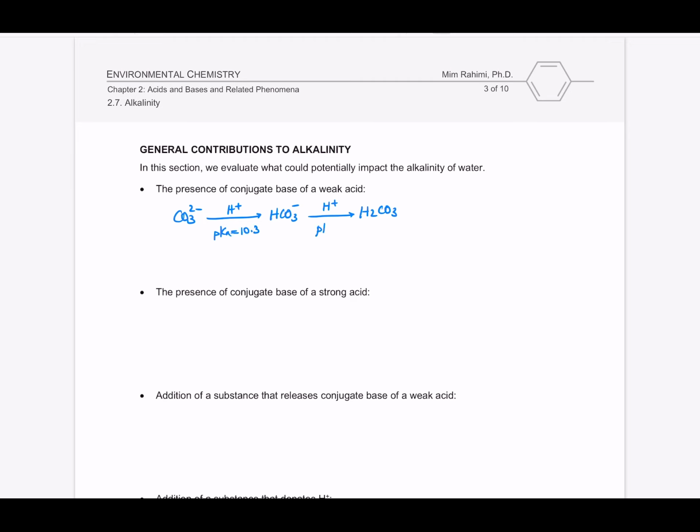And here is 6.3. So it seems this one overall contributes to alkalinity, and the more you have, basically the more alkalinity.